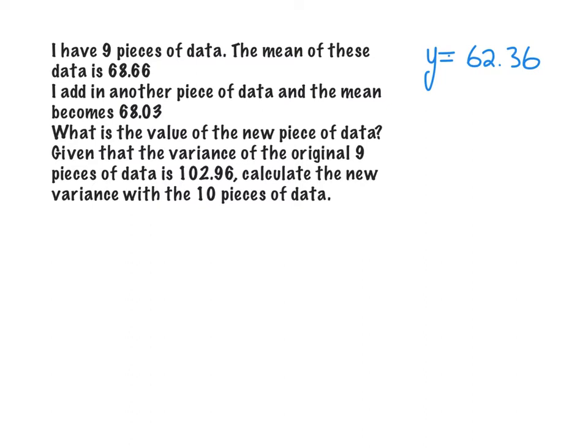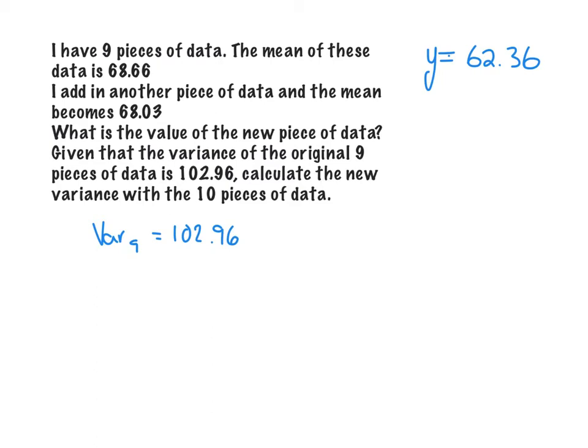So now we're told that given the variance of the original 9 pieces of data is 102.96, this is the variance of our original 9 is 102.96. Calculate the new variance with 10 pieces of data. Okay, well, I'm faced with the problem I had before. I still don't know what these 9 pieces of data are, so I can't work it out from the raw numbers. I'm going to have to use the formulae.